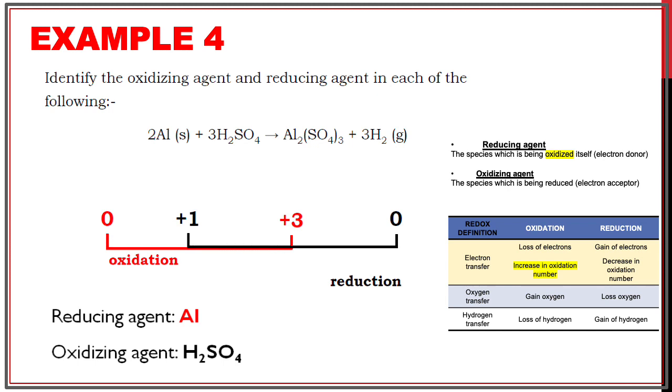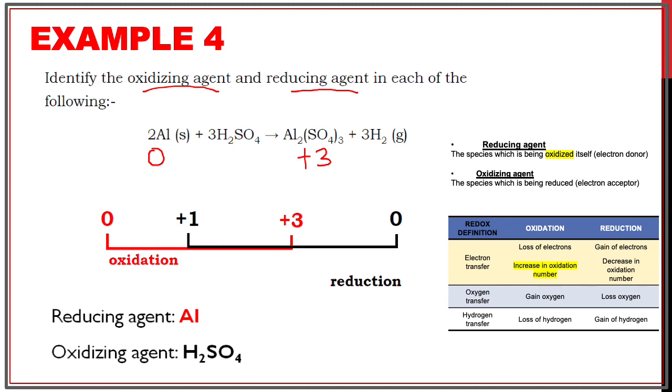Okay, I give another example. Identify the oxidizing agent and reducing agent in each of the following: 2Al plus sulfuric acid will form aluminium sulfate plus hydrogen. From here you can see that the oxidation number of Al is equal to 0, and Al in aluminium sulfate is positive 3. We compare the oxidation number for Al.